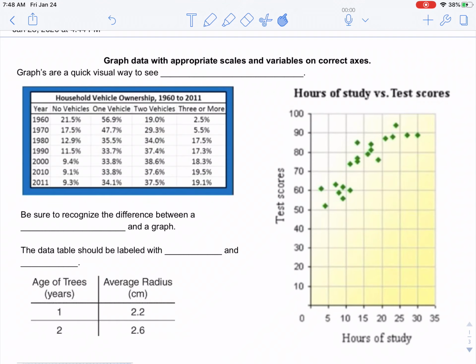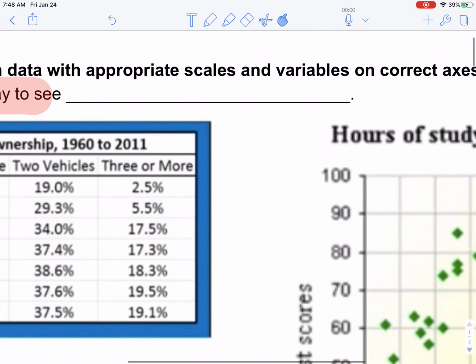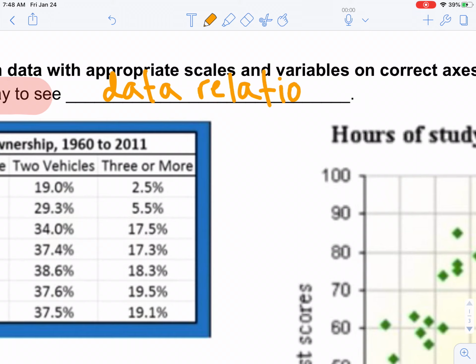Graph data with appropriate scales and variables on correct axes. Graphs are a quick visual way to see data relationships. So when we talk about a data relationship, we're talking about all those data points. Is there a trend upwards? Is there a trend downwards? A more specific way is to say, is the slope positive?